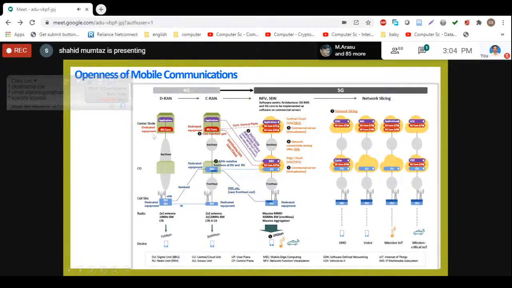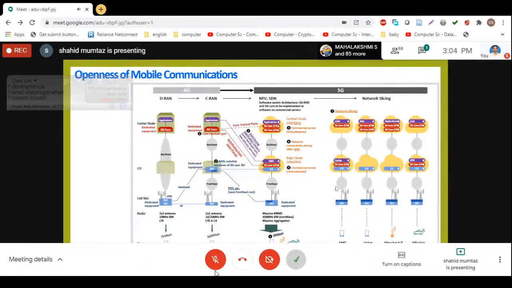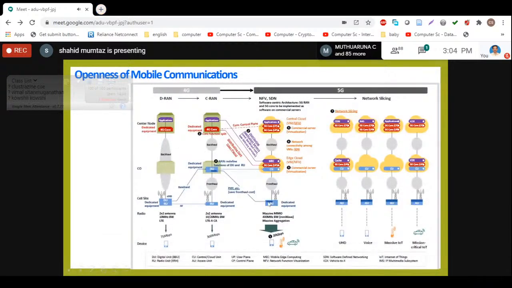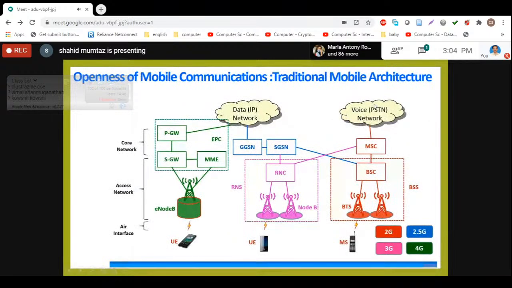If you can see, we started with D-RAN where everything was fixed, and then virtualization was done on the core part. Today I talk about virtualization on the base station part as well. I hope everyone knows about virtualization, SDN and NFV, but this is what happened in the telecom cloud.